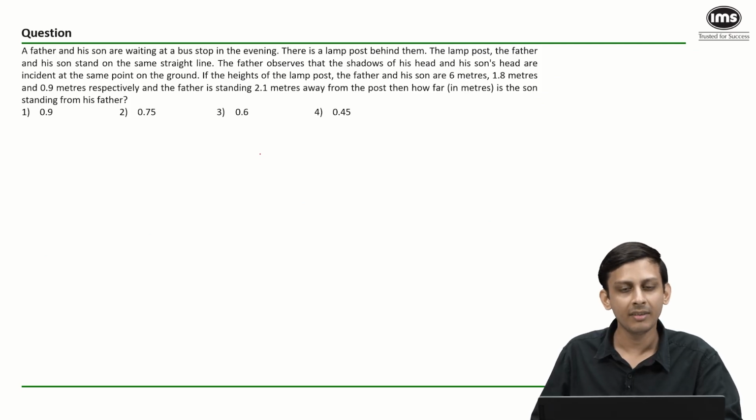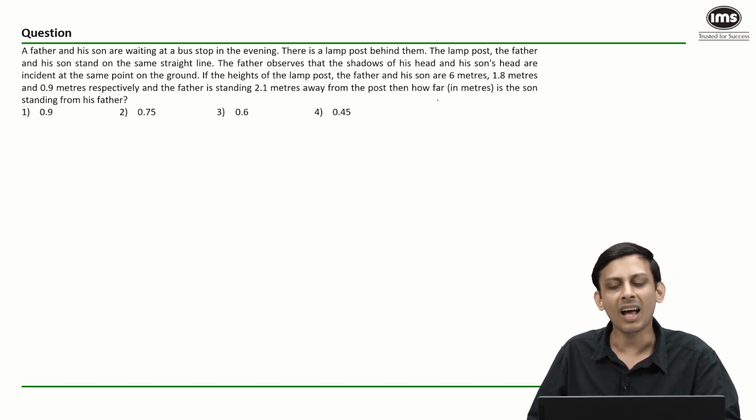If you look at this question, which is a question on heights and distances, there is a father and his son waiting at a bus stop in the evening. There is a lamppost behind them. The lamppost, the father and the son stand on the same straight line. The father observes that the shadows of his head and his son's head are incident at the same point on the ground. And then we have the heights of the lamppost, father, son, 6, 1.8 and 0.9 respectively. And father is standing 2.1 meters away from the post. Then how far in meters is the son standing from the father?